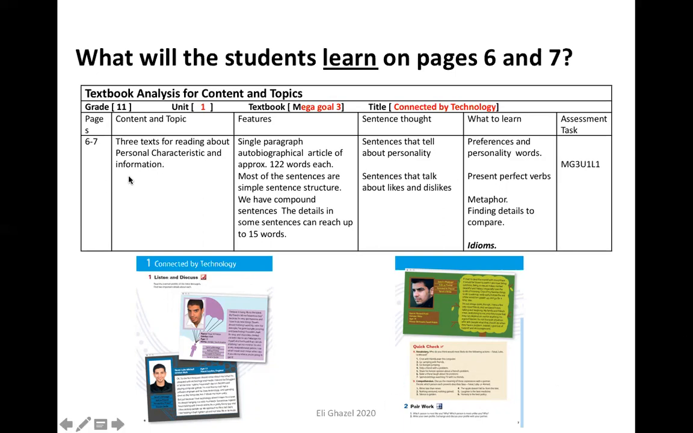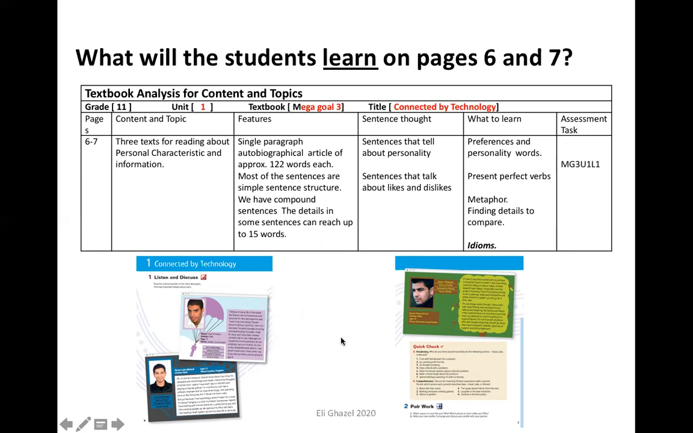Pages 6 and 7, the content and topic are 3 texts, 1, 2, 3, for reading about personal characteristics and information. Now, what are the features of these 3 texts? Because you need to be able to mimic that when you give assessment. This is a single paragraph. It's an autobiographical or biographical article of approximately 122 words. Most of the sentences are simple structure. We have some compound sentences, and the details in some sentences can be very long, like 15 words.